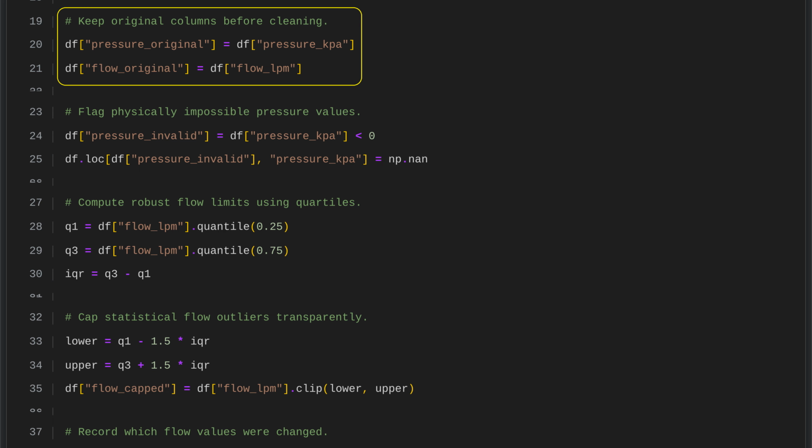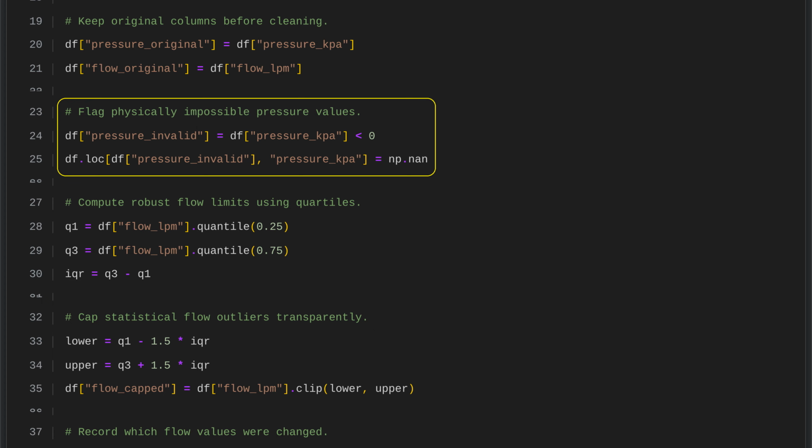Before cleaning the sensor data, we save the original pressure and flow readings in separate columns. This keeps a traceable record of the raw values so they can be compared with the clean data later. Preserving these originals helps show what changed during the cleaning process.